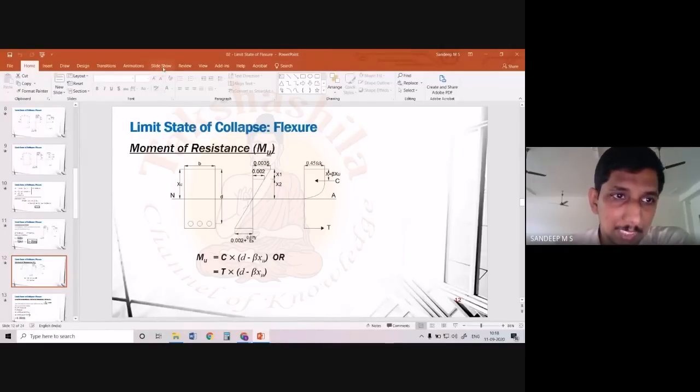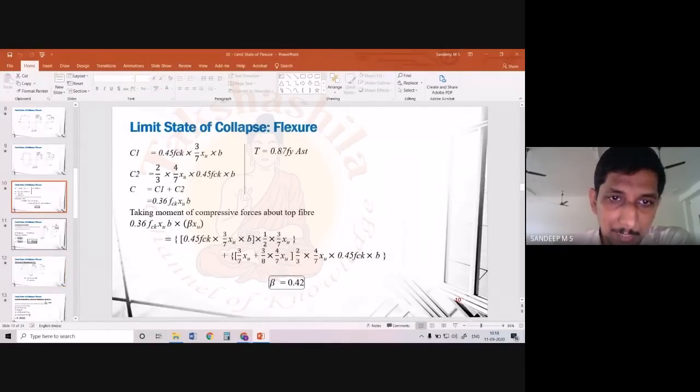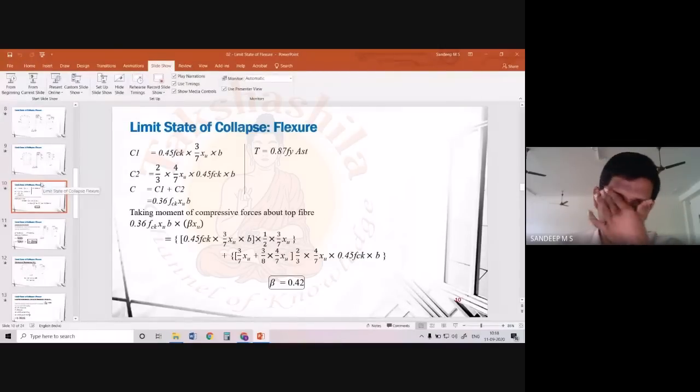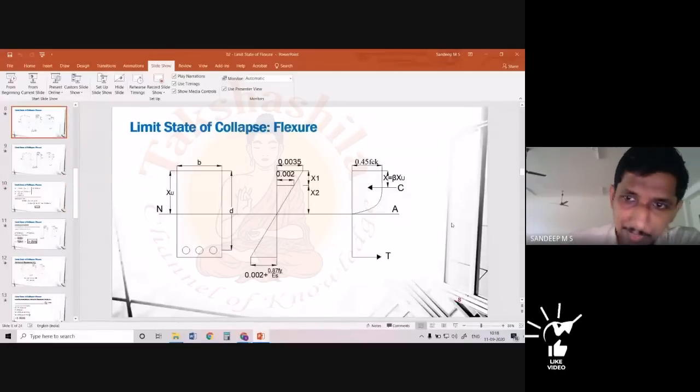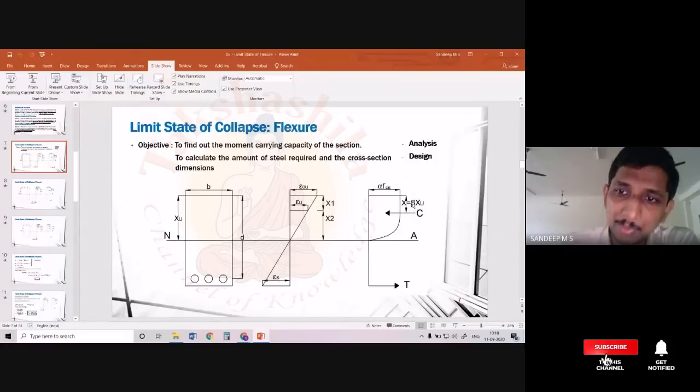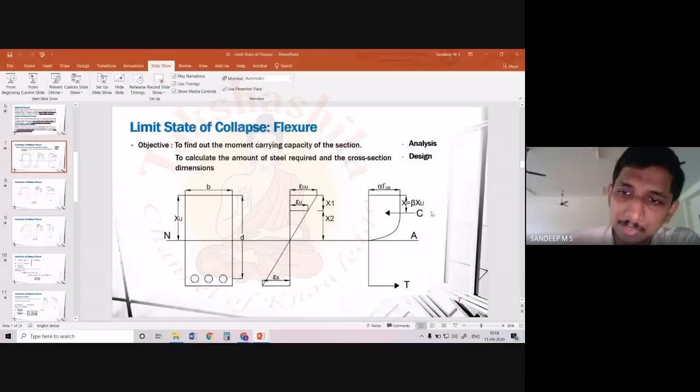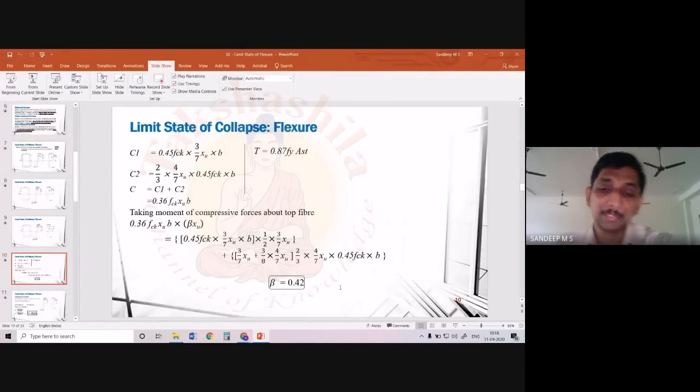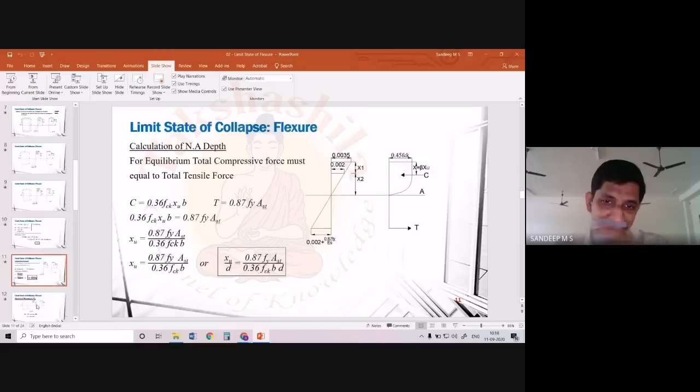Okay, so in the last class we have derived an expression. First of all, we have seen the stress block parameters, that is alpha and beta, and we have found that the value of alpha was around 0.45 and the value of beta was 0.42. That is the distance from the top fiber to the centroid, or the location where our total compressive force acts, which will be equal to 0.42. Those things we have already seen.